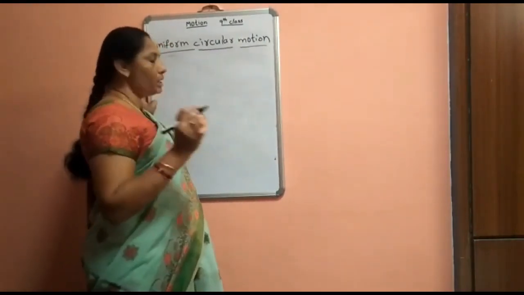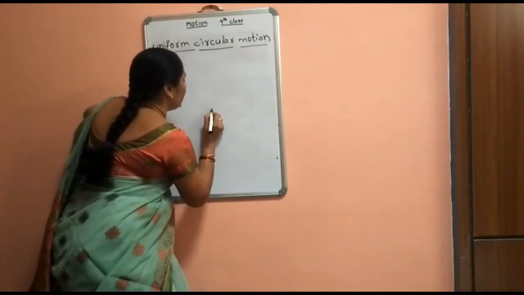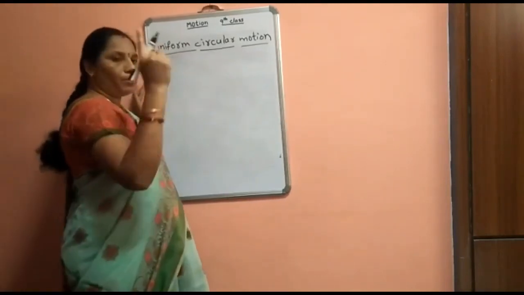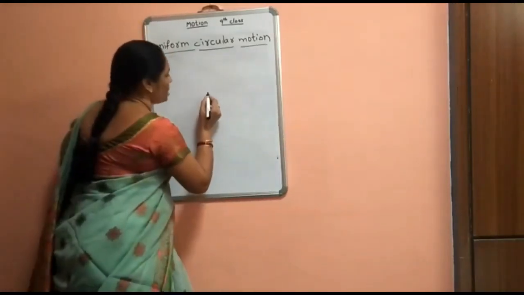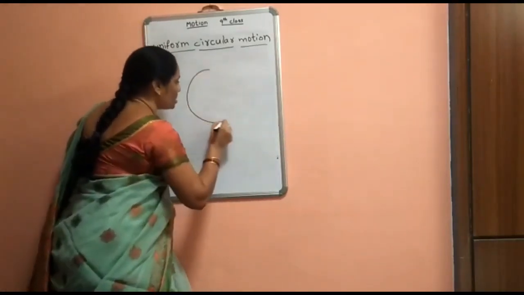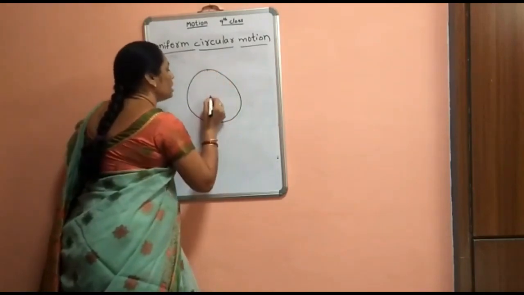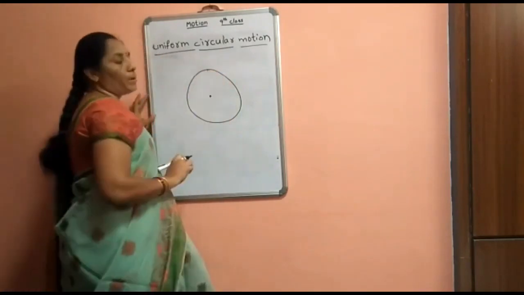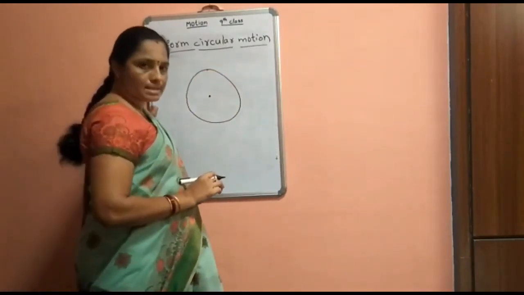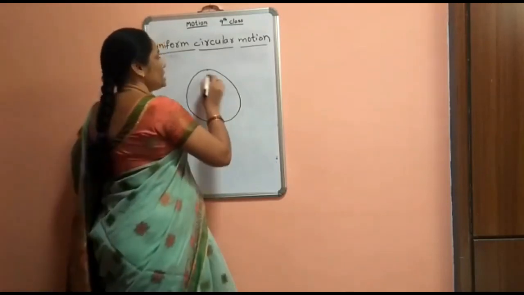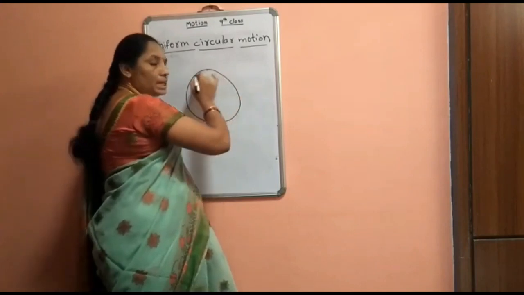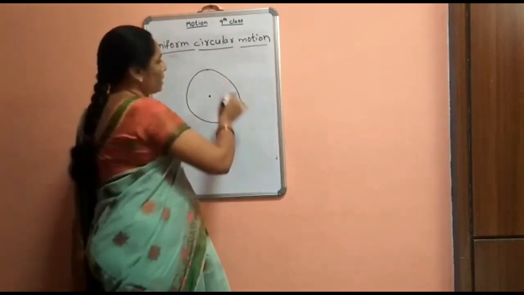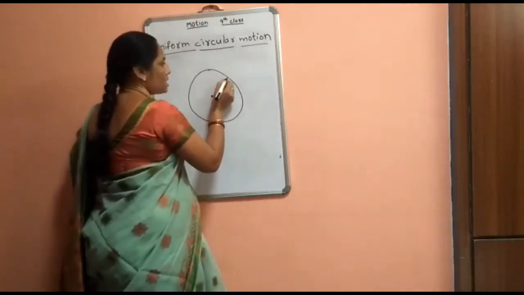and whirl it, then what is the path of the object? The path of the object is a circle. What is the speed of the object? The speed of the object is constant.